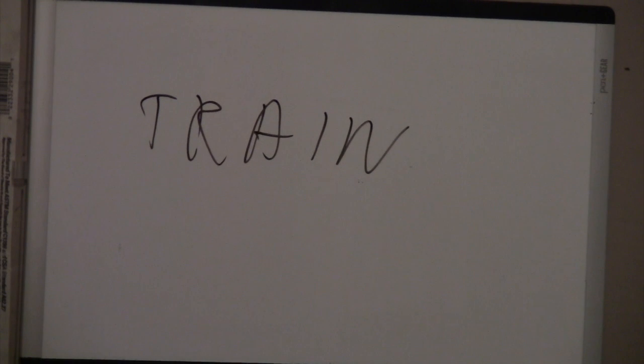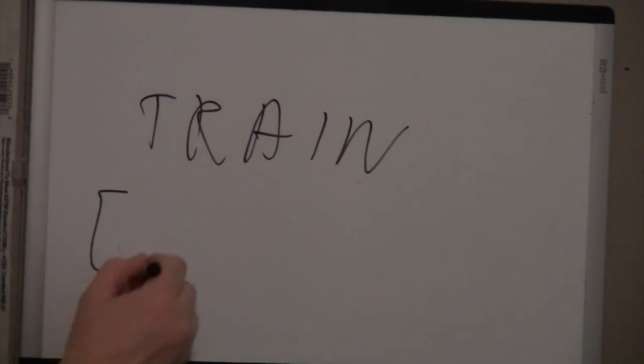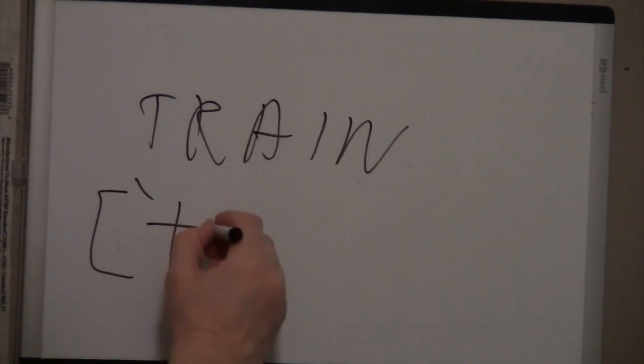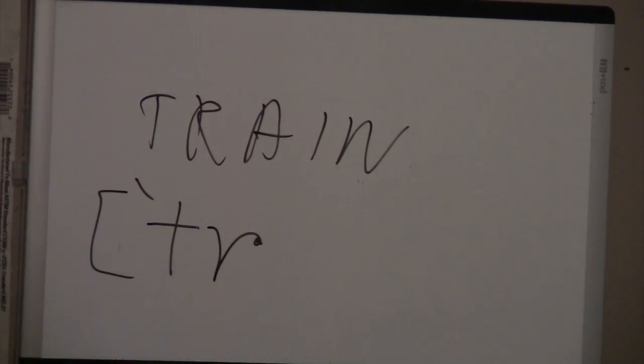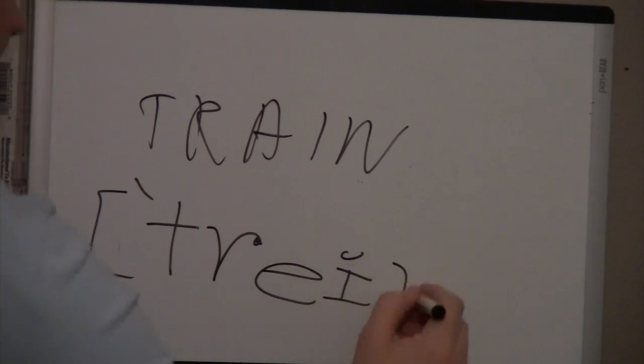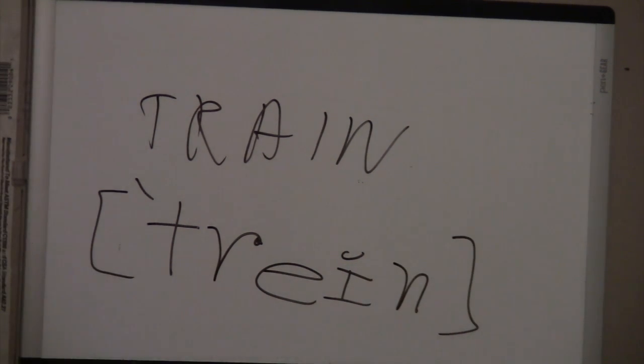We're going to transcribe the word "train." T. Next sound you hear is R. Next sound you hear is A. Next sound you hear is N. Train.